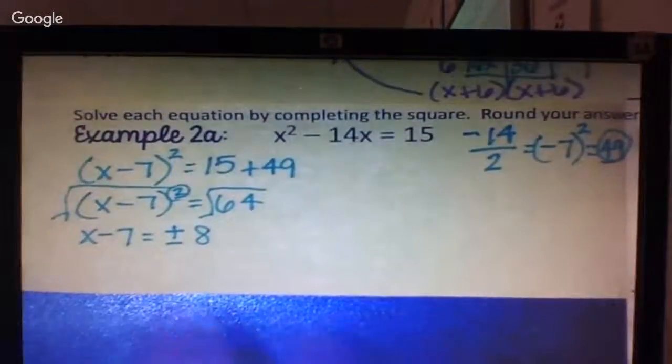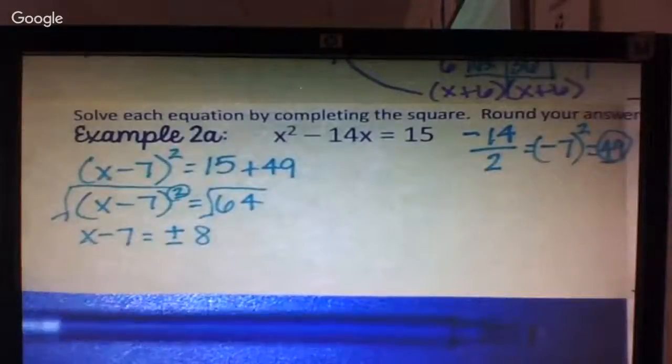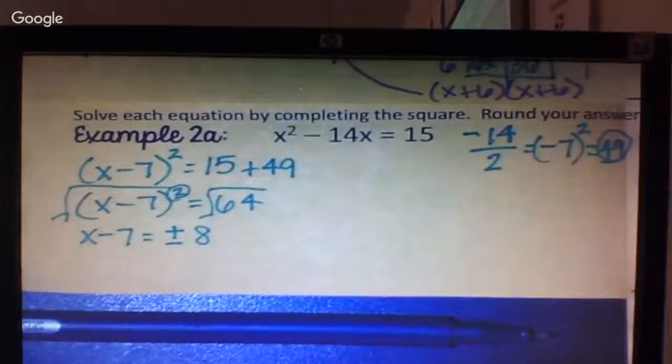Because remember, I can square positive 8. If I square positive 8, I get 64. I can also square negative 8 and still get 64.